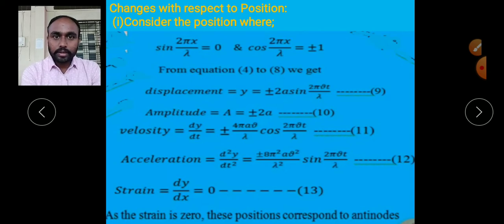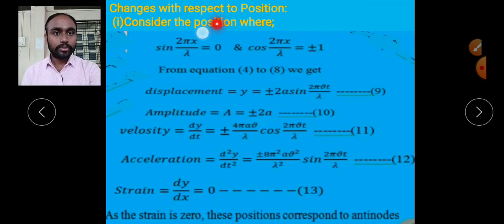Can you guess? Yes, at the antinode strain or compression is always 0. At the node compression is maximum, at the antinode the compression or strain is minimum. That means whatever position conditions we have considered are valid for antinodes, or in other words we can call these positions corresponding to antinodes, because strain is 0. Strain 0, the point is antinode. Strain maximum, the point is node. That is clear. Now these particular positions are the positions of antinodes.